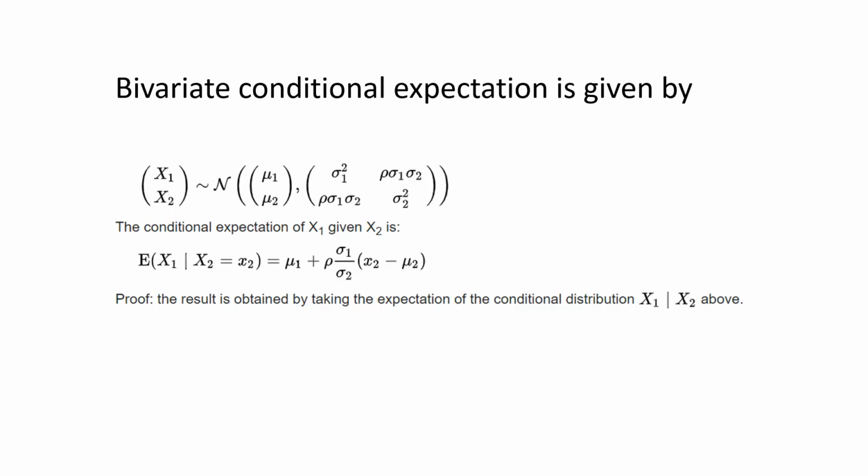Now the bivariate conditional expectation of two normal random variables x1 and x2 is given by this equation here, where x1 and x2 are normal random variables with mean mu, variance sigma squared, and the correlation being rho. Now if you're familiar with the derivation in OLS regression, you would be familiar with this equation as well. But nonetheless, I'll briefly go over the proof in the next few slides.